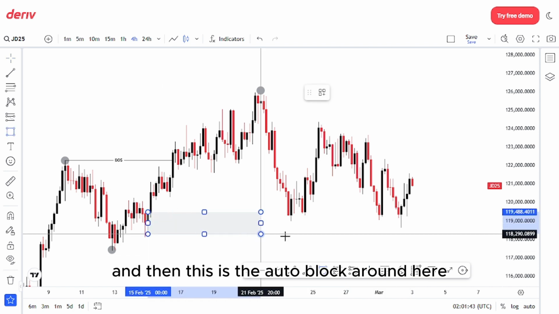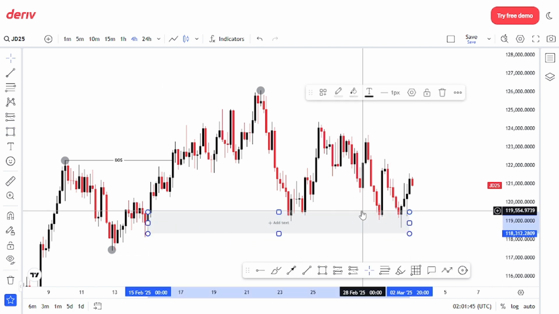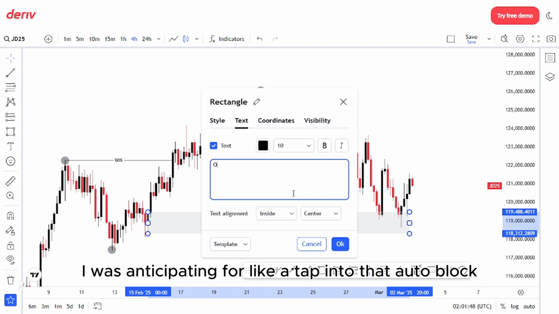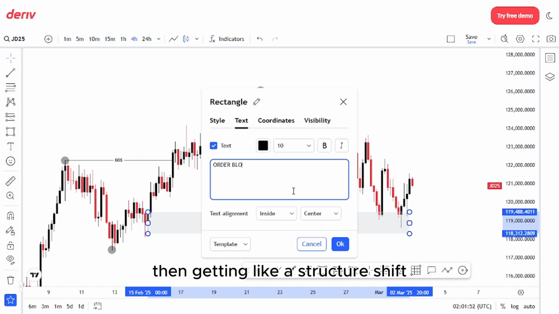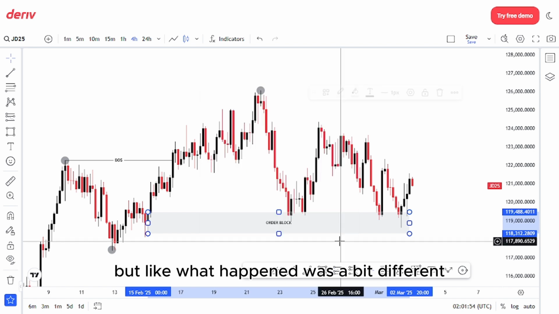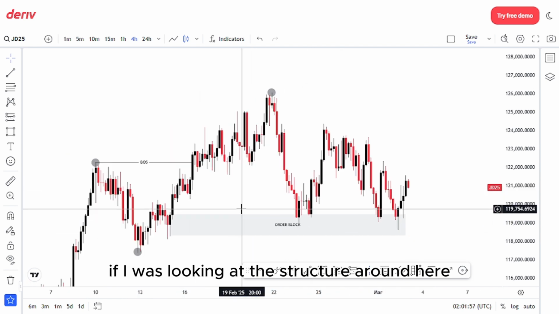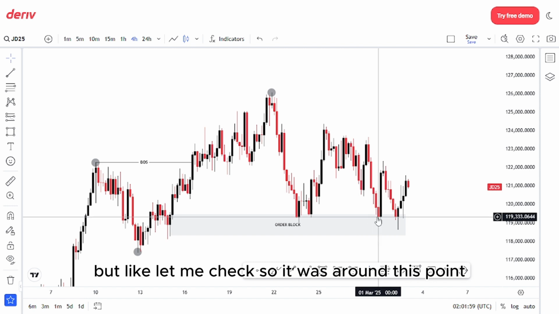And then this is the order block around here. So after having the order block, I was anticipating a tap into that order block, then a market structure shift. But what happened was a bit different. I don't know if I was looking at the structure around here, but let me check.